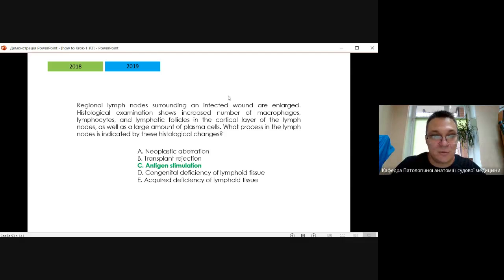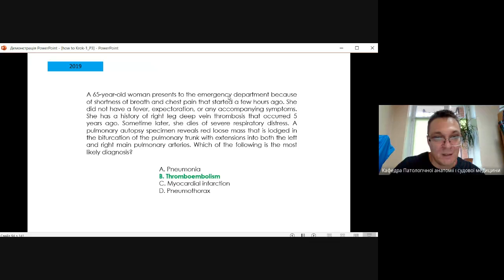Antigen stimulation, this question appeared 2 times in 2018 and 2019. And again, they see the contact with the antigen, and we see the proliferation of lymphoblasts and lymphocytes in the lymphatic follicles, which creates the lymph node germinative centers, light centers. That's the antigen stimulation. For sure, that's not the other options.